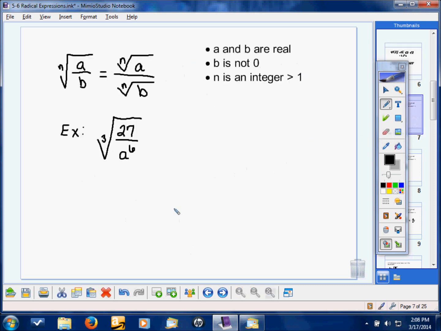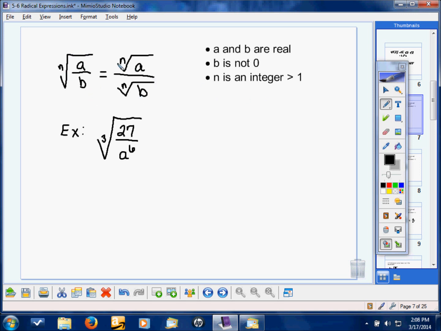This is brand new. Okay? Before, what we did was what you do when you have a product of two. And this is, what if I have a root? Okay? And it's a fraction.